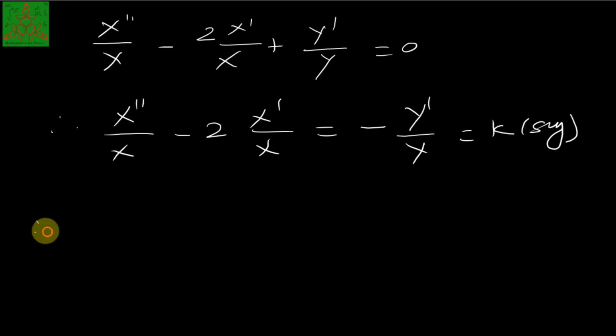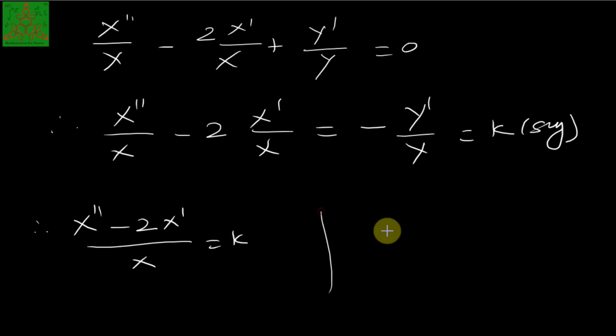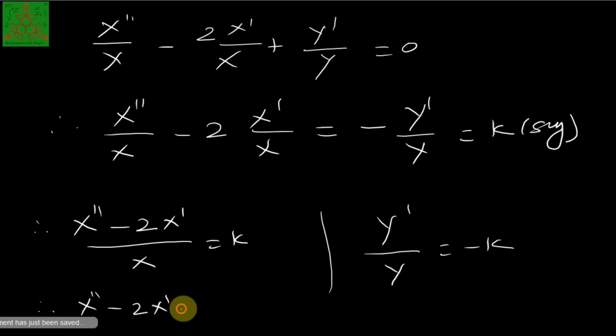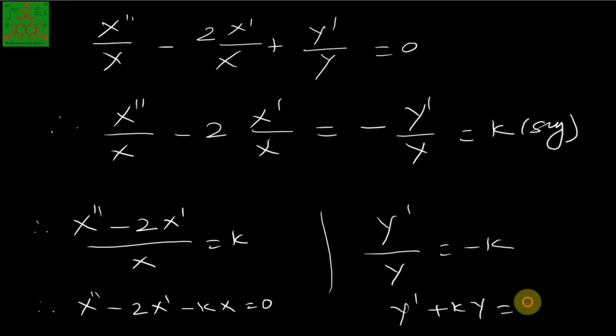So therefore this will give me two ordinary differential equations, which are of the form x double dash minus 2x dash upon x is equal to k, and the other equation is y dash upon y is equal to minus k. So this will simplify as x double dash minus 2x dash minus kx is equal to 0, and this will simplify as y dash plus ky equal to 0.